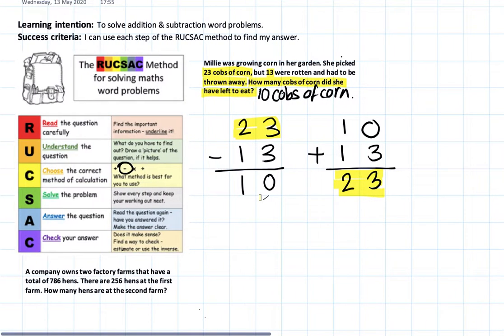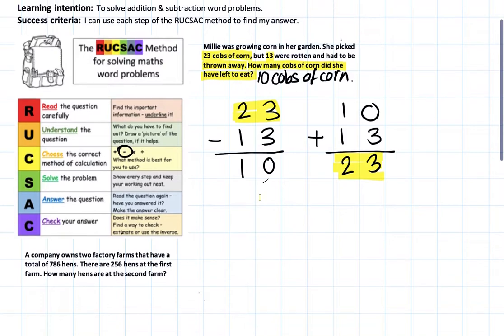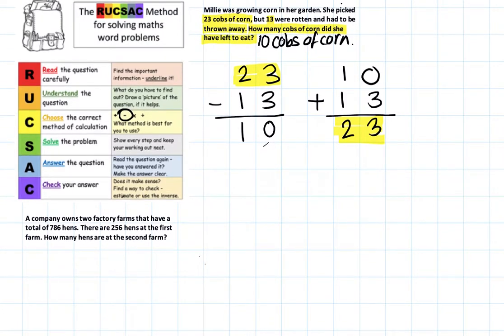Yep, and I'm going to this one. Okay, the rucksack method. Here we go. I need a highlighter. R, read the question. Now let's do this one together. Okay, find the important information and underline it.